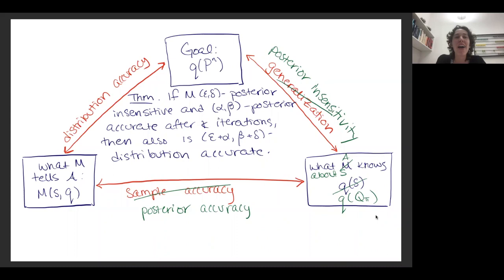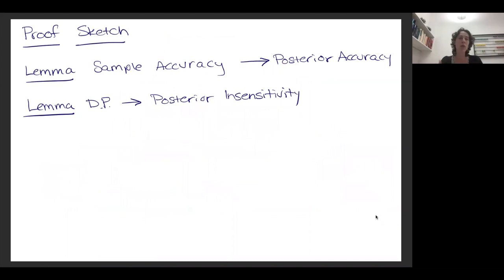Okay, so if we can prove these two sides of the triangle, then we have what we want. If we can show that we have a mechanism that's epsilon-delta posterior insensitive, and at the same time that it's alpha-beta posterior accurate, then we're going to immediately inherit a guarantee of distribution accuracy. So that's going to be the proof sketch. We need to show how we get posterior accuracy and how we get posterior insensitivity, and that we can do them at the same time. And the way we're going to do this is we already have the tools for it. We're going to show that sample accuracy immediately implies guarantees of posterior accuracy, and differential privacy immediately implies guarantees of posterior insensitivity. And so we're going to be able to deploy accurate differentially private algorithms and immediately inherit guarantees of distribution accuracy. Okay, so I want to sketch at a high level how each of these lemmas comes together.